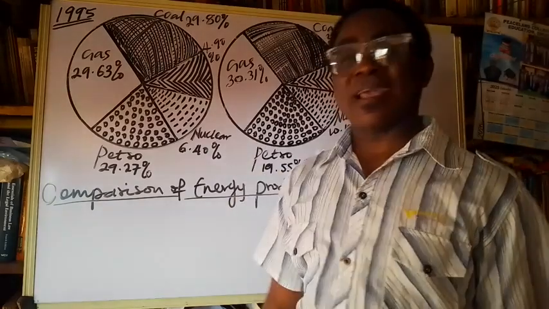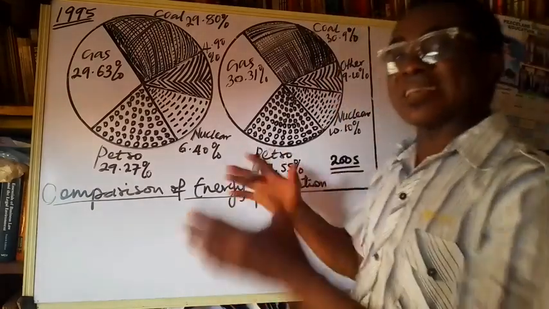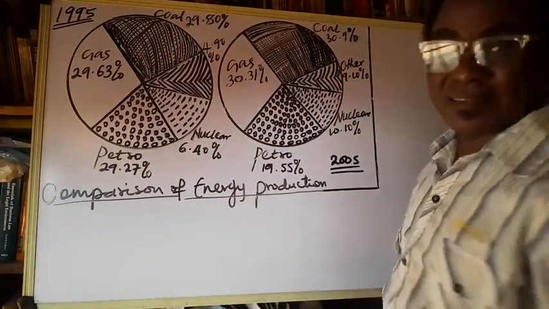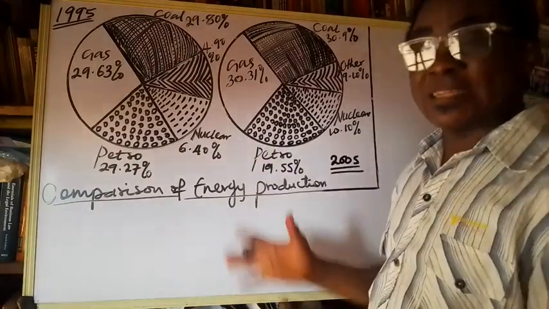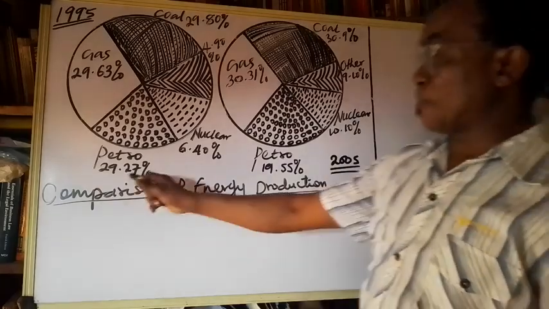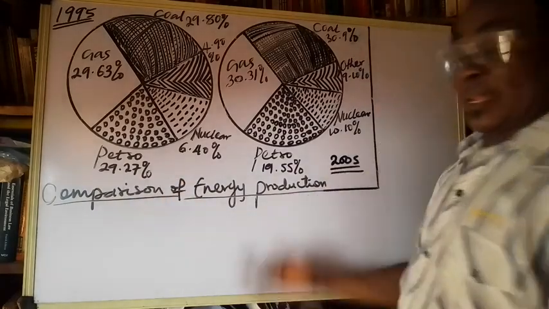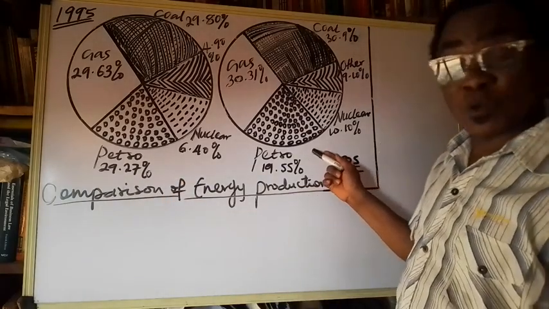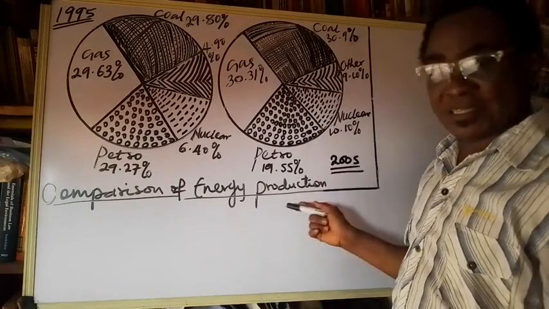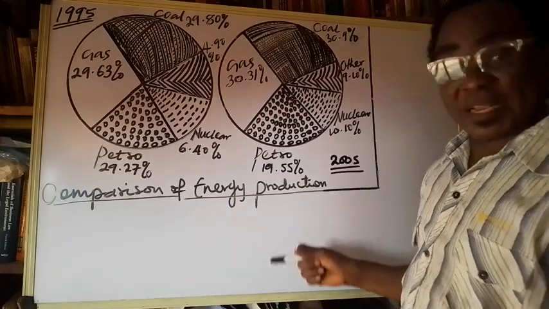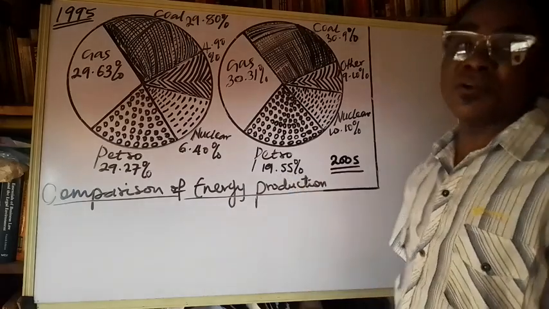The only source of energy that did not experience a rise in its production within the period was petroleum production. Rather than increase, petroleum production plummeted from 29.27% to 19.55%.